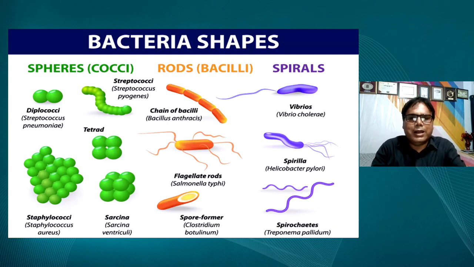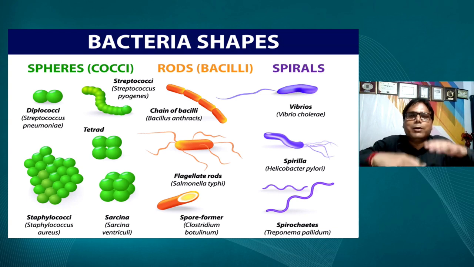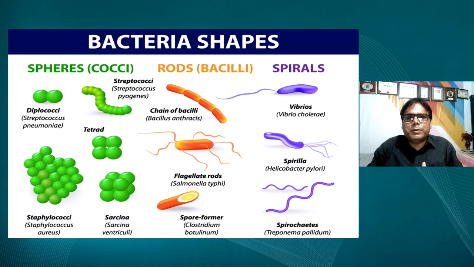So friends, you are now able to understand why there is a need for classification, because there are diverse forms of life. To study organisms in a systematic way, there is a need for classification, and the science of classification is known as taxonomy, and the father of taxonomy is Carl von Linnaeus. All living organisms, either plants or animals, are classified into five kingdoms. These five kingdoms are Monera, Protista, Plantae, Fungi, and Animalia.